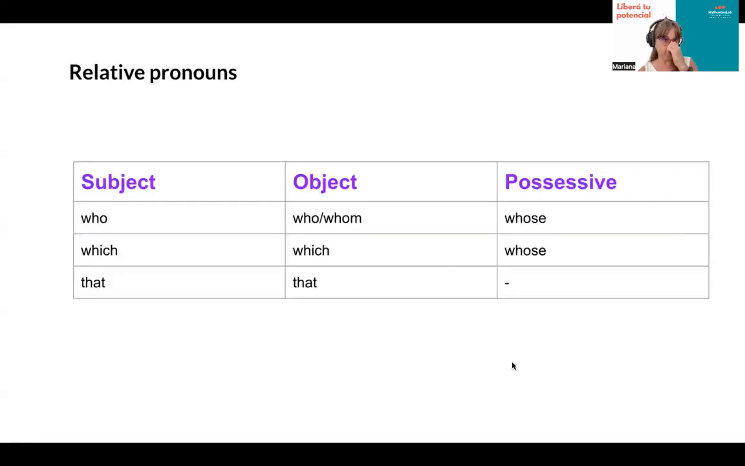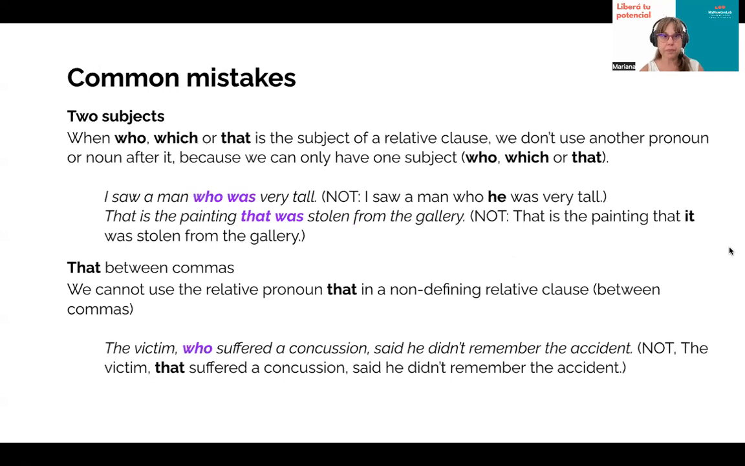Here's a list of relative pronouns when you talk about subjects or when you talk about objects or when you talk about possessive. El possessive es el que se traduce en español como cuyo, ¿sí? Ese es el chico cuya madre vino ayer a la reunión. Ahí es donde usamos el whose.